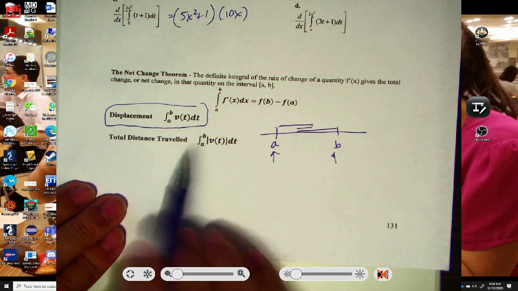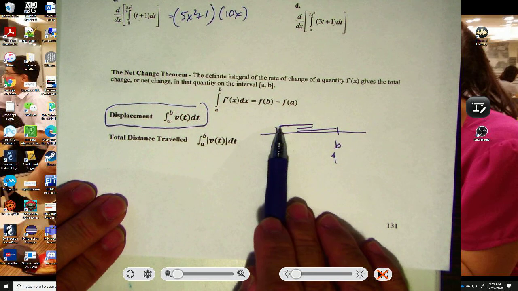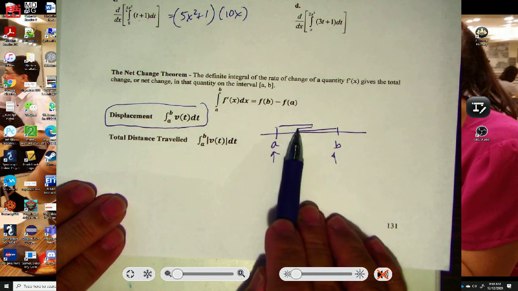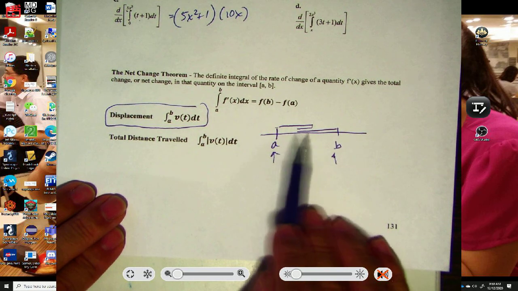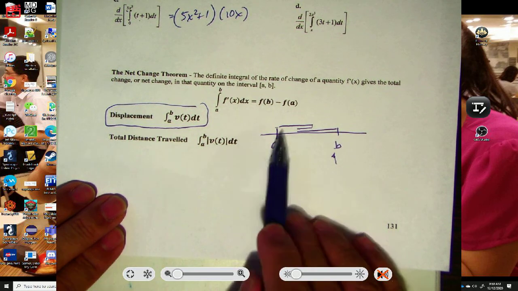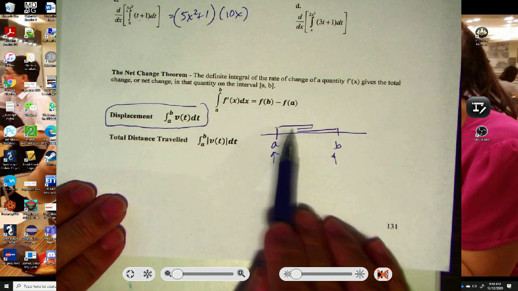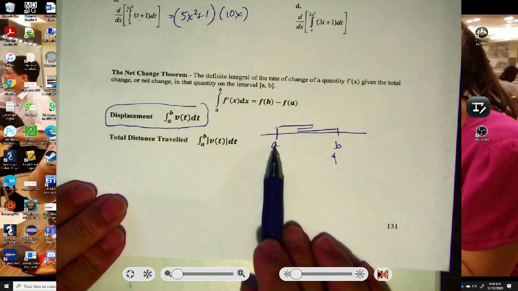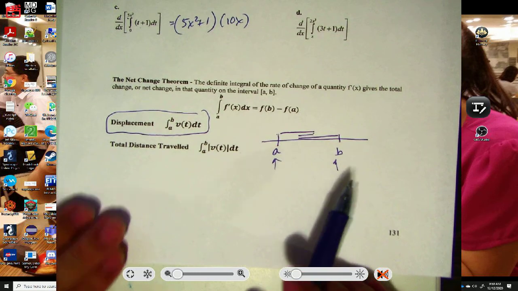Total distance traveled would be, let's say we have a rate that makes this kind of path, where you go away from A, but then you come back a little bit toward A, and then you go back towards B again. So there is this area where it travels three times. Total distance would be how long is that, plus how long is that, plus how long is that. You have to add all three of these up, while displacement is just from A to B. That's the net change idea.